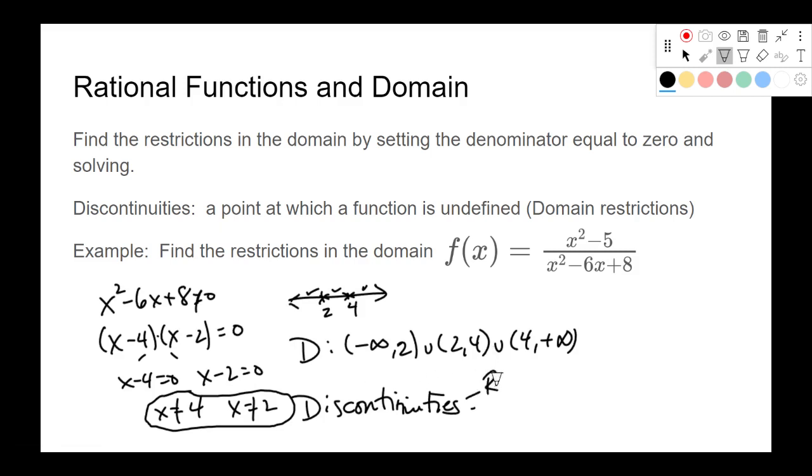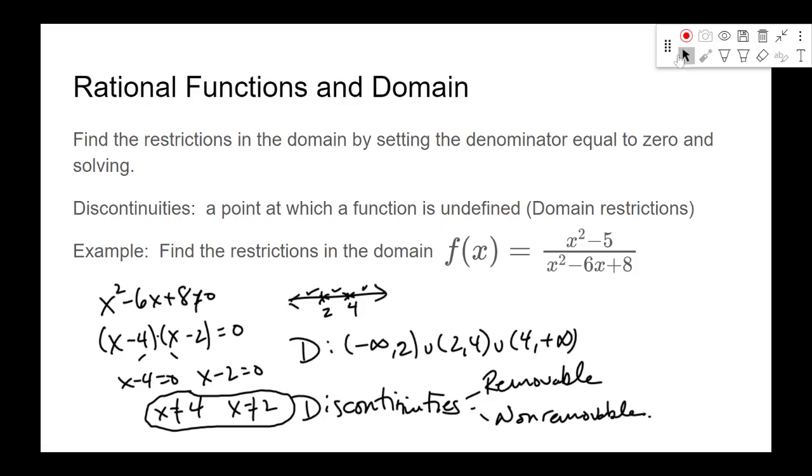We call them removable and non-removable. Okay, each one is a certain definition, which we're going to talk about coming up in a moment. All right, so we're talking about two different types of discontinuities: removable discontinuities and non-removable discontinuities. So we're going to take now our domain where x can't be 4 and x can't be 2 and take it one step further.